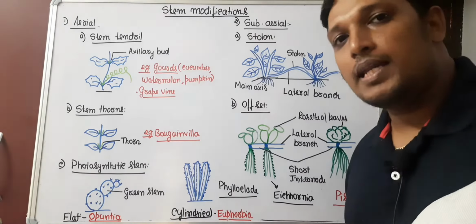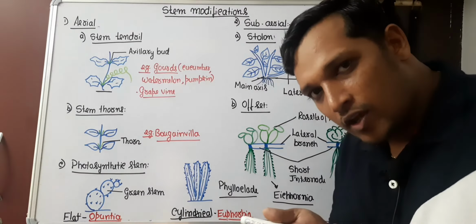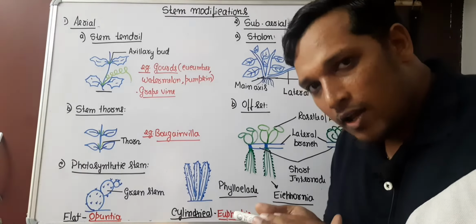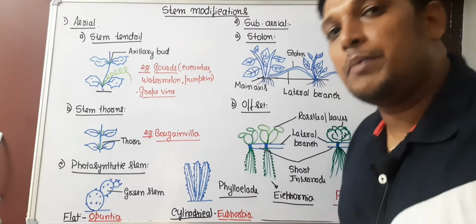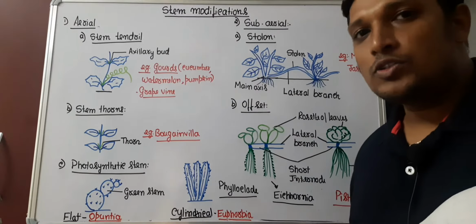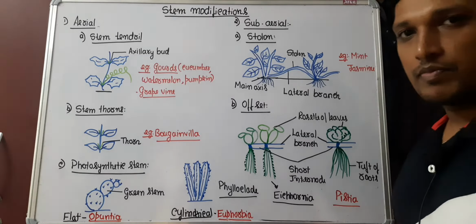Next, subaerial stem modification, which refers to stem that will be on the surface of soil, just above the soil, or it may go into the soil but not deep inside. It includes four modifications. First modification is stolon.